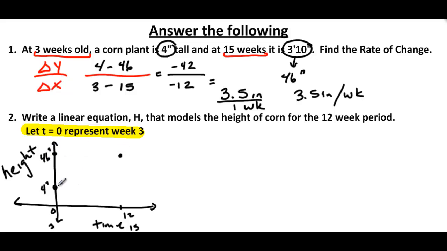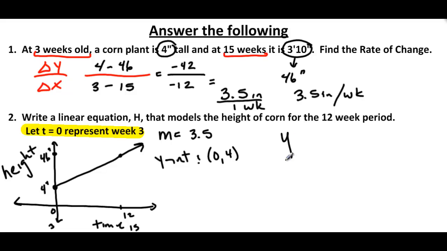So really what they're asking for is what would be the equation of this line. And we're going to talk about this a little bit more in a couple sections, but to write the equation of a line we need to know 2 things. We need to know the slope of that line, our rise over our run, which is the exact same as rate of change, and I need to have the y-intercept. Well, because they told me t equals 0 represents week 3, and I know the value at week 3, which is really nice, I know my y-intercept is at 0, 4.